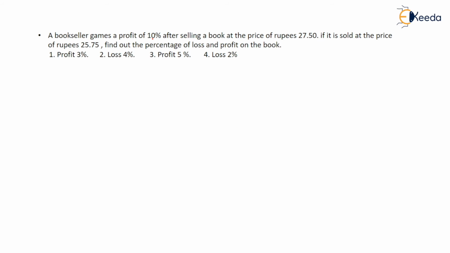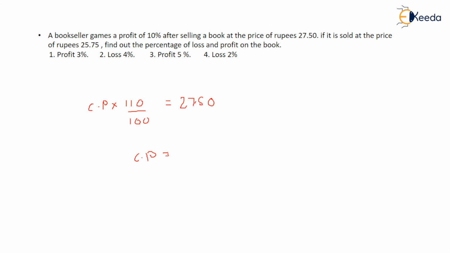Okay, a bookseller gains a profit of 10% after selling a book at the price of rupees 27.5. If it is sold at 25.75, find the percentage of loss or profit on the book. Very simple again. So you know that CP into 10% profit means 100 plus 10, it is 110 upon 100, equal to what he is getting, 27.5. So now this is the selling price.